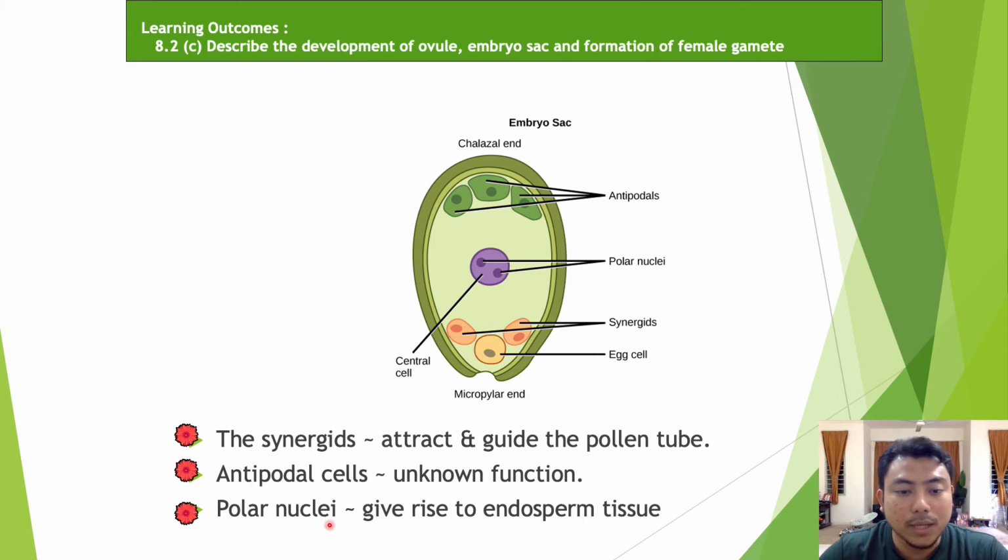And the polar nuclei will give rise to the endosperm tissue. This one, the polar nuclei, will become the endosperm tissue. Later, we're going to discuss what endosperm tissue is and what the function of this endosperm tissue is in the seed, dalam biji benih.